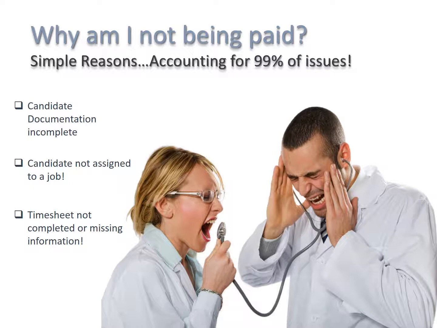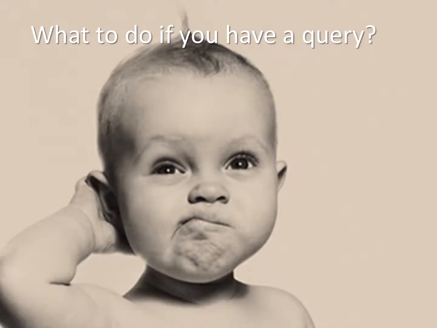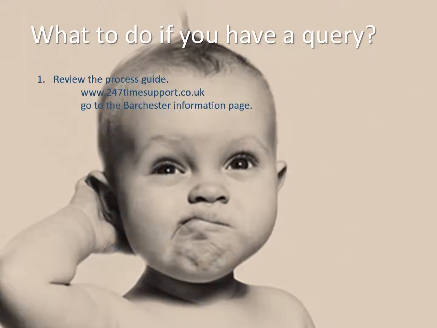So if, having done all that, you still have an issue, this is what you need to do. First and foremost, we recommend you go into the support website and click on industrial clients, click on B for Barchester, and up will come the page relevant to Barchester. Have a look at the process guide and make sure that you're comfortable that you've followed the outline of the process that we've given you there.